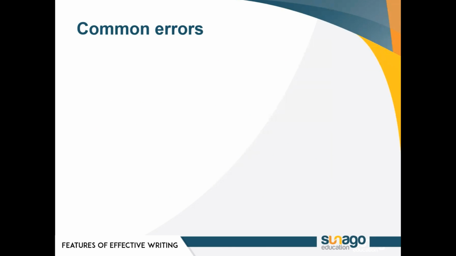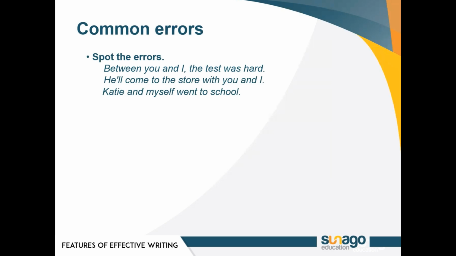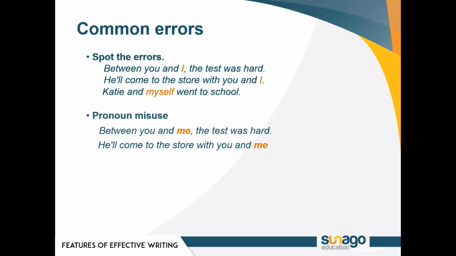Now spot the errors here. Did you find them? Here, the writer misused the use of pronouns. Use between you and me, not I. With you and me, not I. Katie and I, not myself.